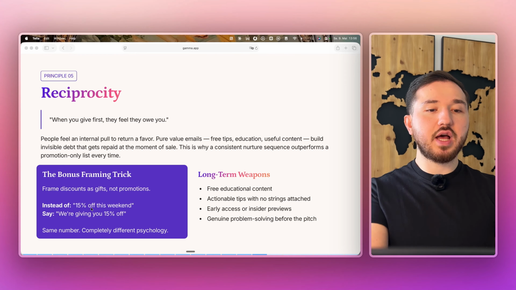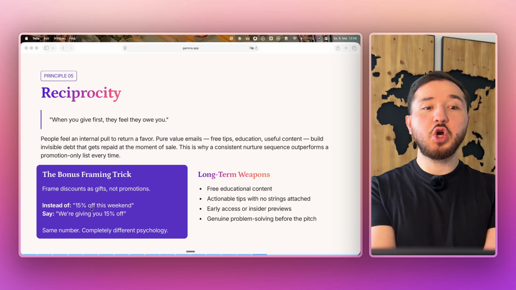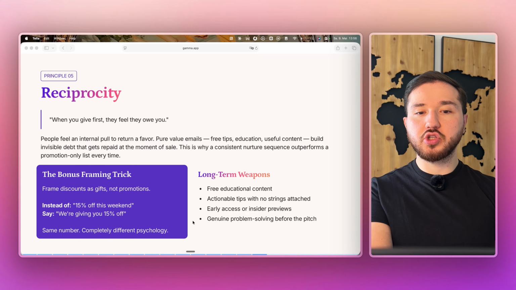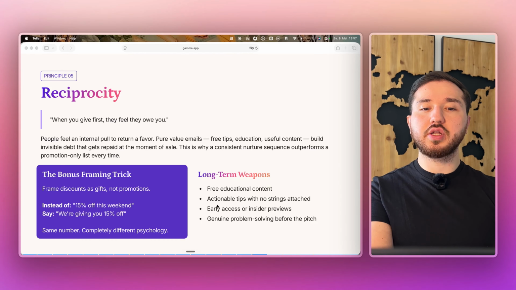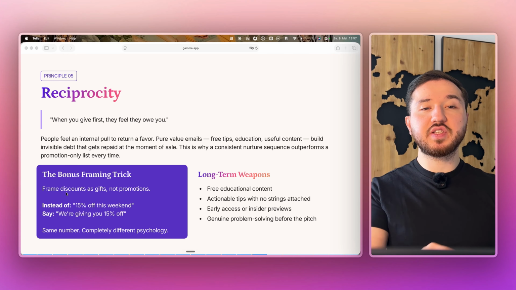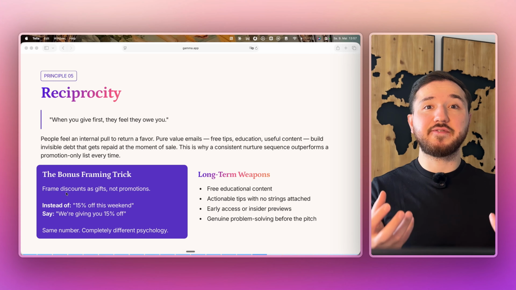So instead of saying, for example, 15% off this weekend, you could say, we're giving you 15% off, or we're gifting you 15% off. Same number, completely different psychology. And here you have some long-term weapons: free educational content, actionable tips with no strings attached, early access or insider previews, genuine problem solving before the pitch. And this is what you can do: you want to frame discounts and anything else as gifts, not as promotions, and then you create reciprocity and you can increase your email campaign revenue.